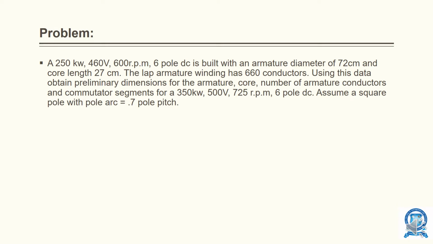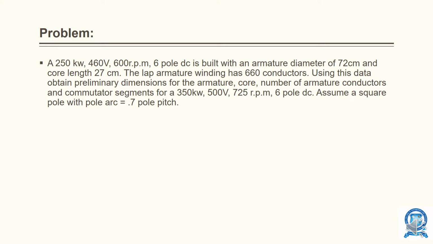So in this problem they have given the data for a 250 kilowatt machine, and they have given even the armature diameter and core length. So from this the specific electric and magnetic loadings can be identified. Since the D and L values are known, the unknown loadings can be found. The same loadings need to be used for the newly designed machine, whose rating is going to be 350 kilowatt.